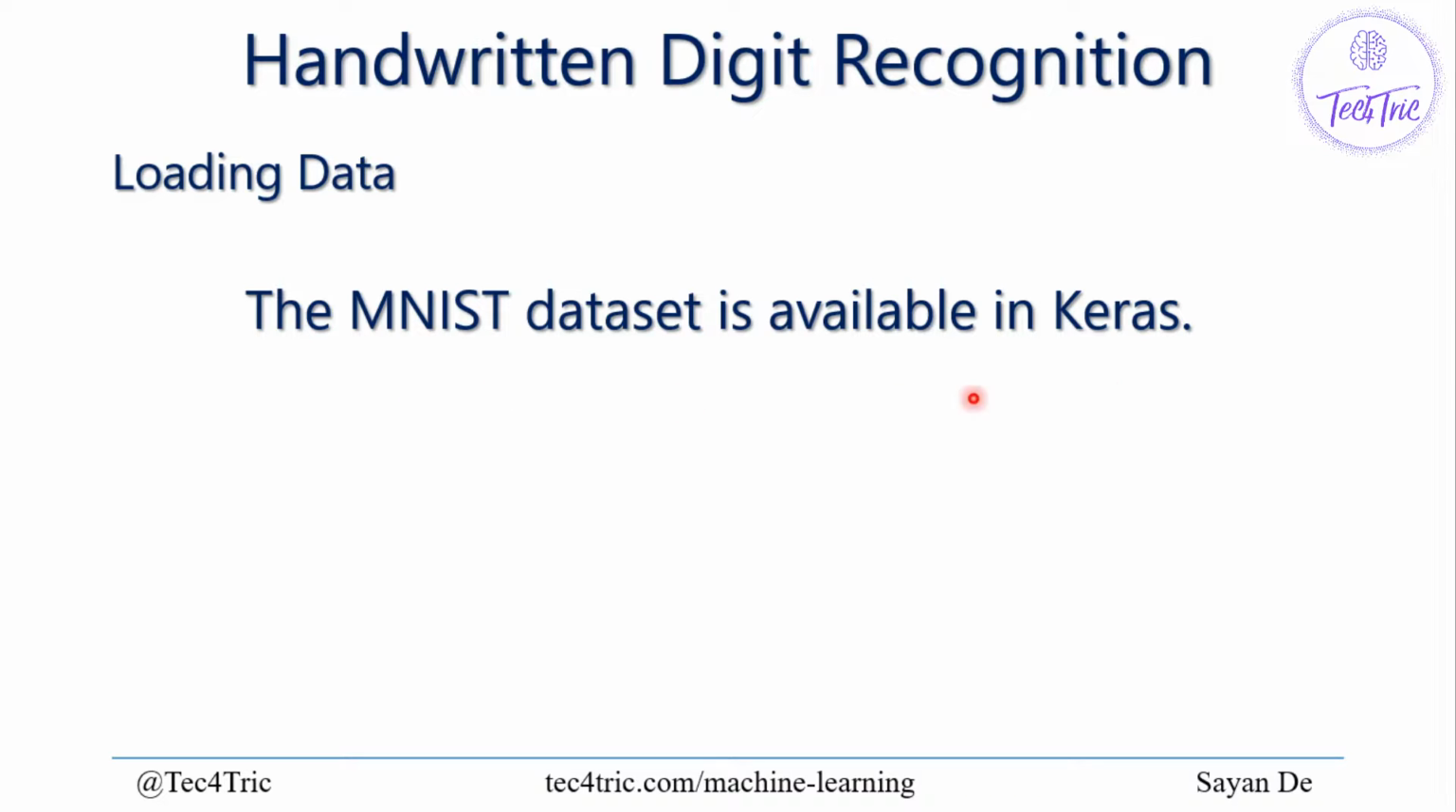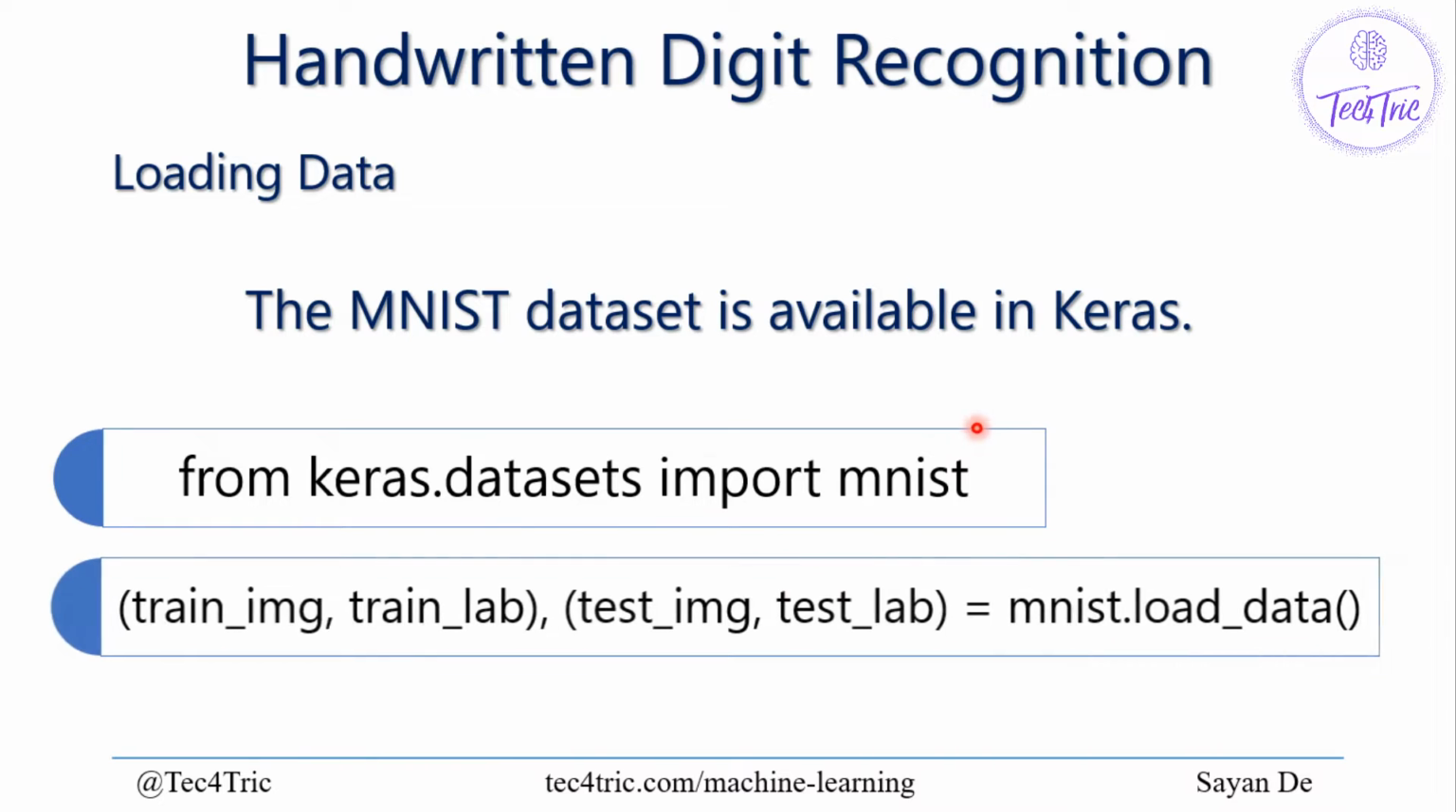The MNIST dataset is available in Keras. So you can import the dataset like this: from keras.datasets import mnist. And we are loading the dataset using this function. We are actually creating 4 lists. Training images and training labels will contain the 60,000 training samples, and test images and test labels will contain the 10,000 testing samples.